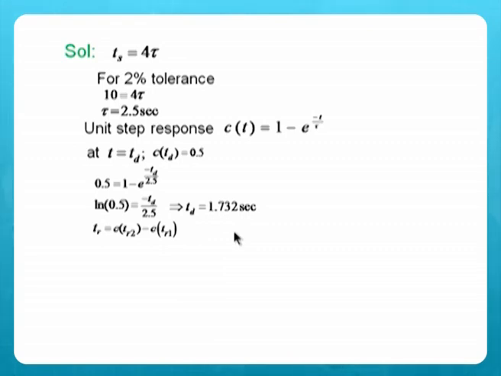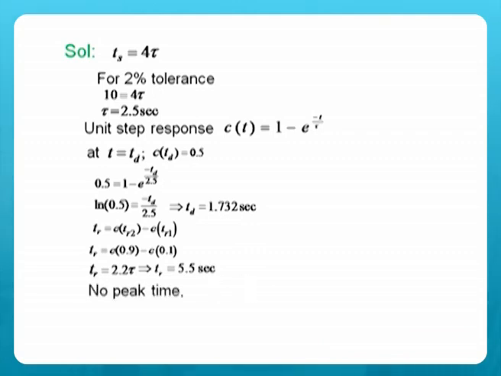Now the rise time is calculated in this way. It is from 10% to 90%, as it is an overdamped system. So the response at 0.9 and the response at 0.1, the difference will give you the rise time. Because it is an overdamped system, rise time is given by 2.2 tau, the time constant, and you will get 5.5 seconds as the rise time.